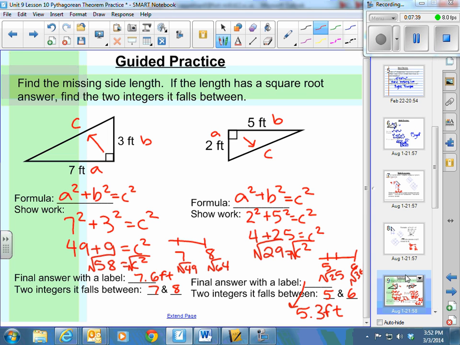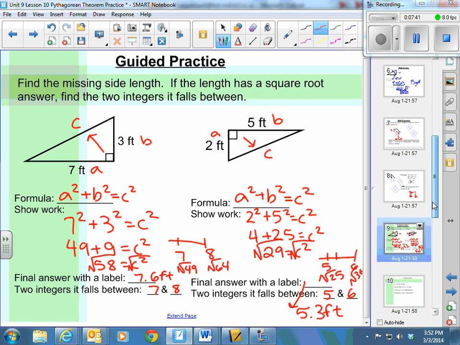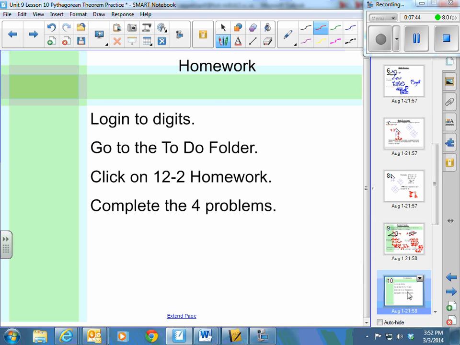Alright, now that you've watched this video, the last thing that you have to do is log into Digits, go to the To-Do folder, click on 12-2 Homework, and complete the 4 problems that are there.